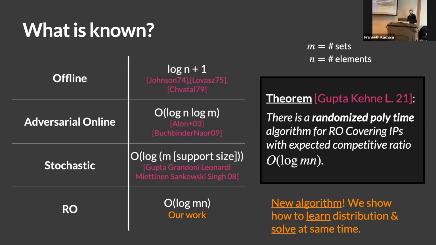Right. So our work is a new algorithm. It's not just a new analysis of an old algorithm. And in some sense, what we're showing is that you can learn an unknown distribution, even as you're committing to a solution to this optimization problem without taking too much of a hit. Any questions?